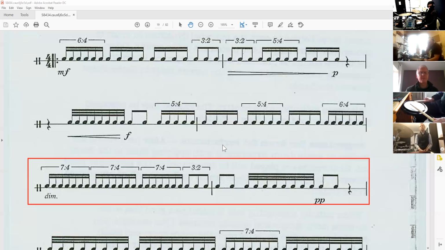1, 2, last one, 3, 4. 1 and the get the 2 and the get the 3 and the get the 4 and the 1 and 2 and the 2 and the 3 and 4. Okay. Now the playing.